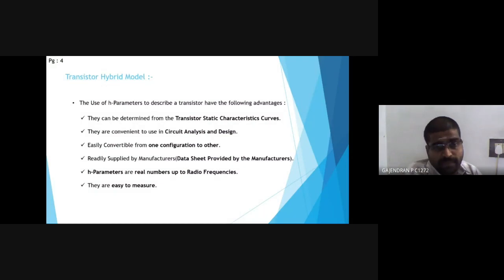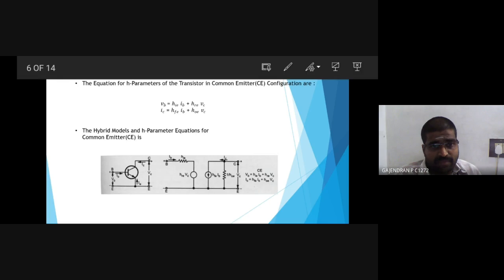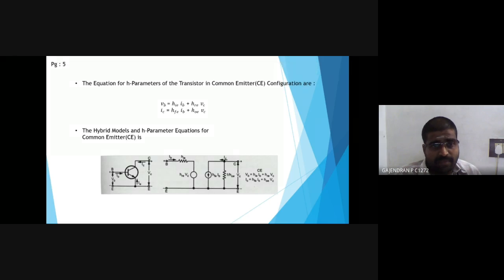H parameters are real numbers up to radio frequencies. We won't get complex numbers till radio frequencies, and if we got complex numbers, our mathematical substitutions and process would get complex. So by using H parameters up to radio frequencies, we get real numbers. That's the use of H parameters, and they are easy to measure since we have only real numbers up to radio frequencies.